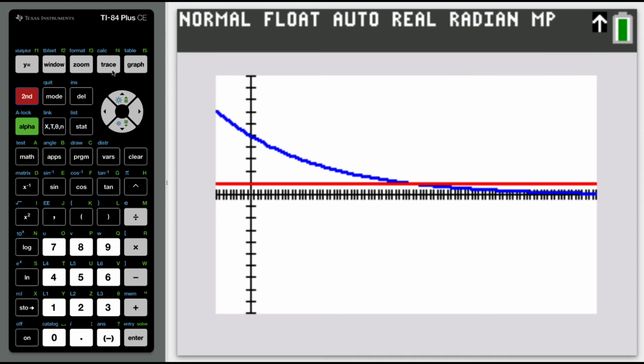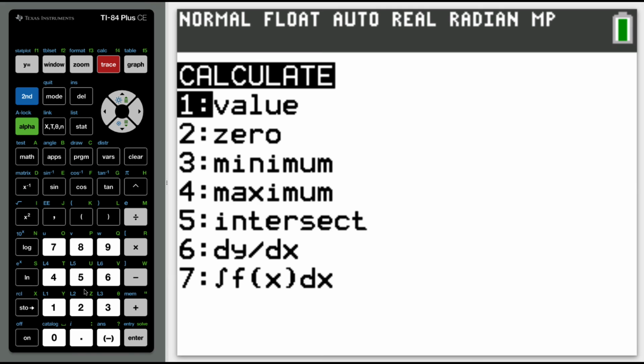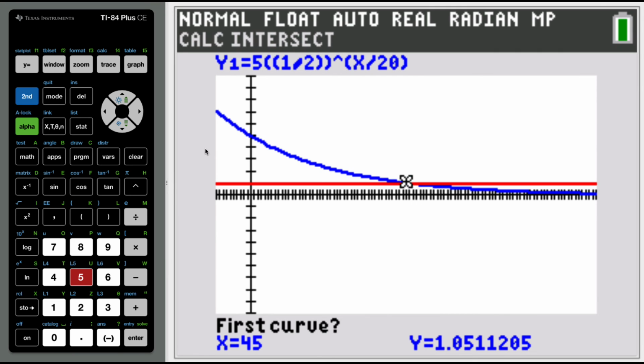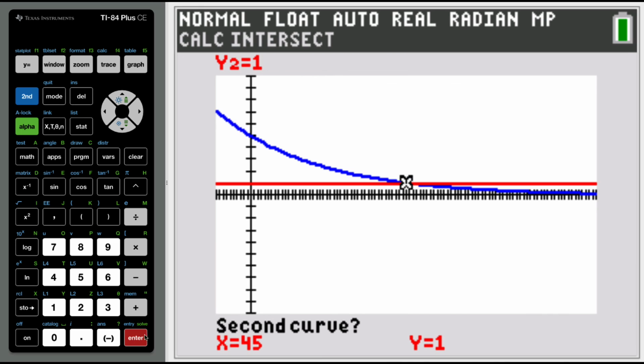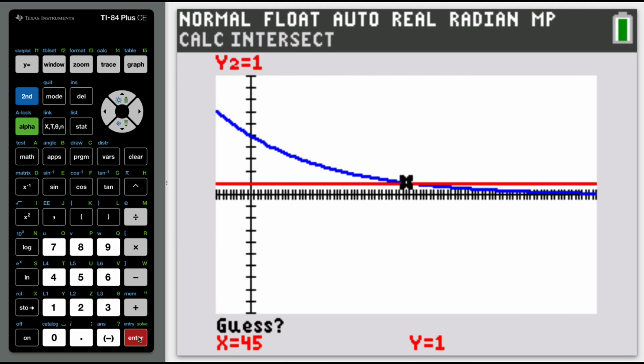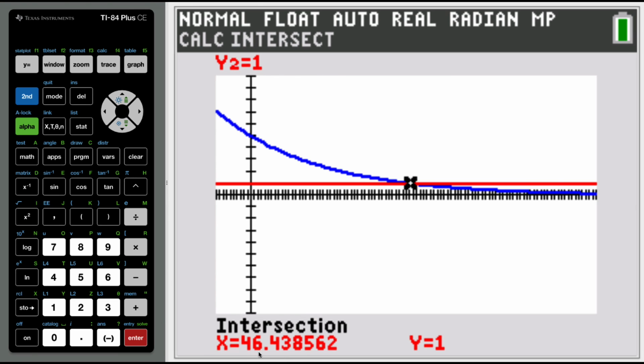If I go second trace, option number 5 is intersect. When it asks you for the first curve, mine is on the blue curve, so I'm going to hit enter. It switches to the red graph, or that y2 graph, so I hit enter. So it's going to look for where those two lines intersect. And it looks like it's at an x value of just a little bit less than 46.5. So we could say after 46.44 days, there would be exactly 1 gram left.